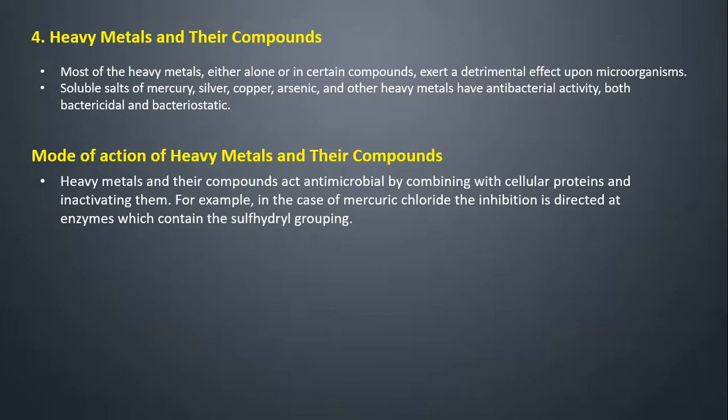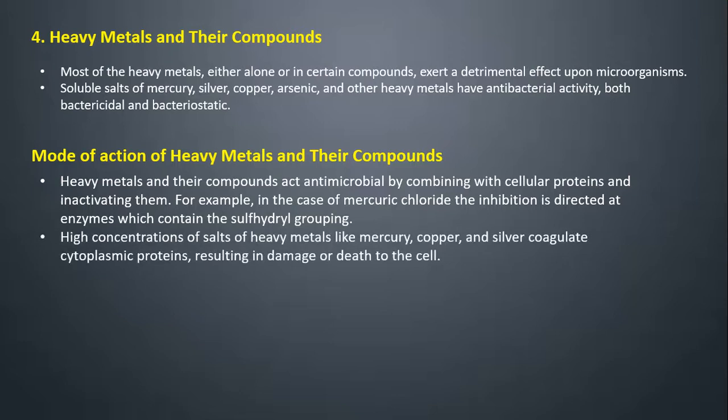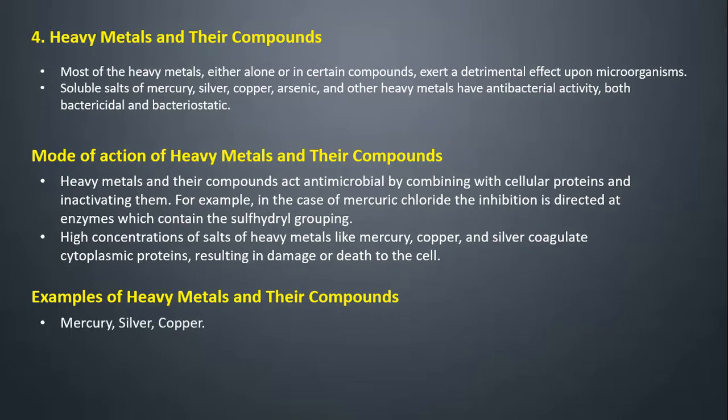Mode of action of heavy metals and their compounds. Heavy metals and their compounds act antimicrobially by combining with cellular proteins and inactivating them. For example, in the case of mercuric chloride, the inhibition is directed at enzymes which contain the sulfhydryl grouping. High concentrations of salts of heavy metals like mercury, copper, and silver coagulate cytoplasmic proteins, resulting in damage or death to the cell. Examples of heavy metals and their compounds: mercury, silver, copper.